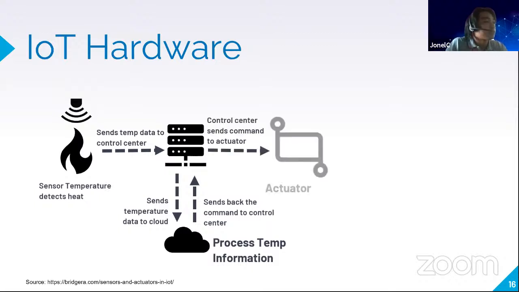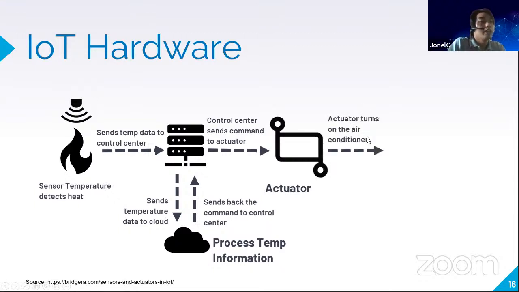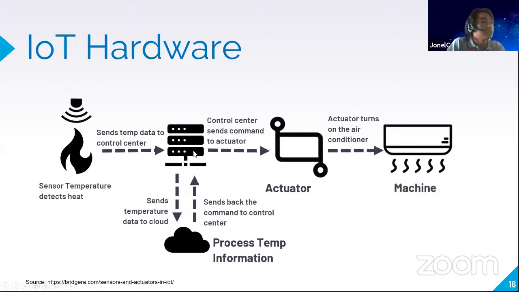So with that, once the control center gets the command back from the cloud, it will then send this command to the actuator. The control center will send the command to the actuator. And then the actuator turns on the air conditioner because it knows that it's getting hot in here, okay? So that is one example flow of how we can configure IoT. Basically it's just an input, and then this will process. A process is in the middle, and then the output is on the very right. That's usually how it goes.